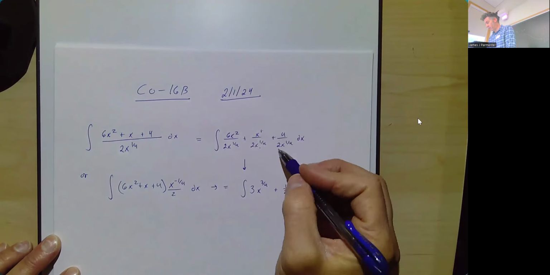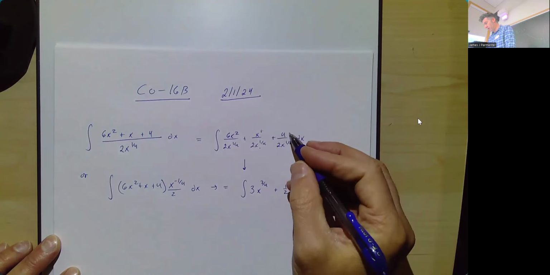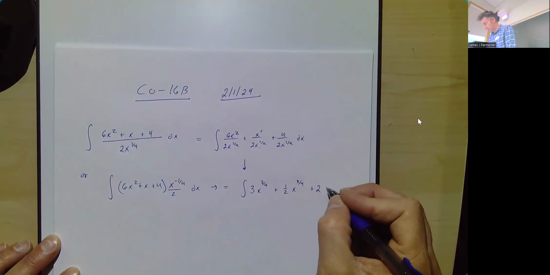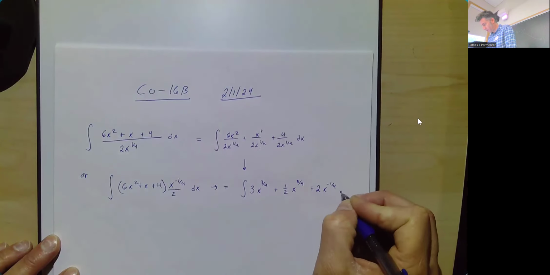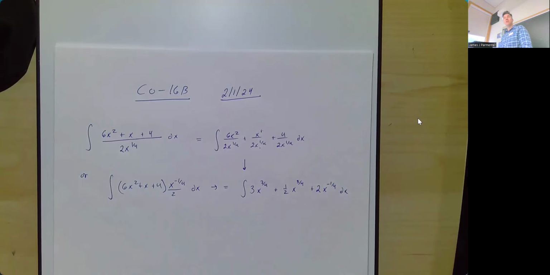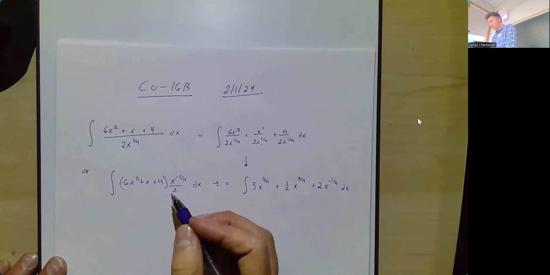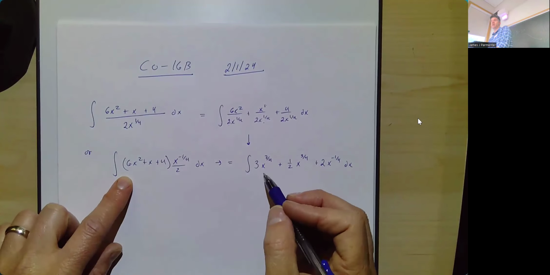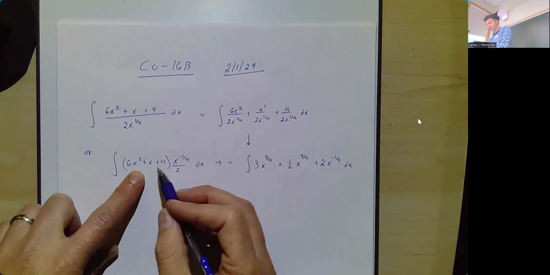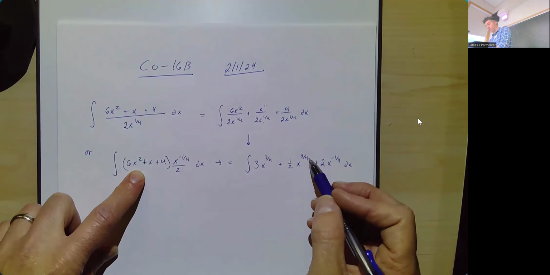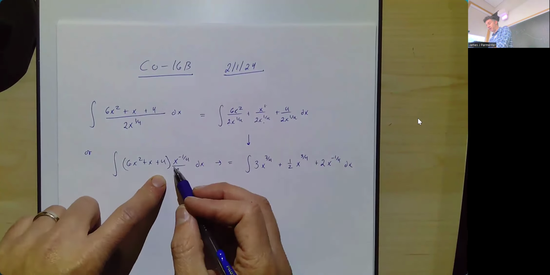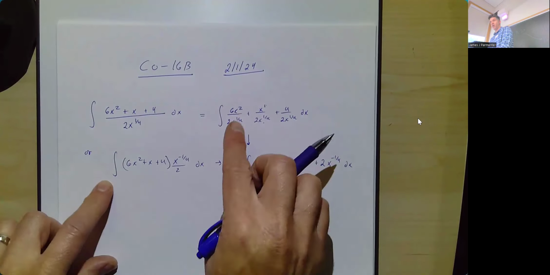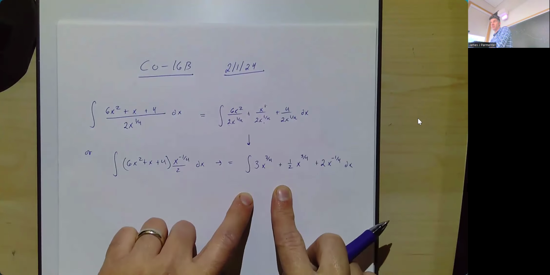Finally, over here, 4 divided by 2 is 2, and there isn't an x on top, so that x to the 1/4 in the denominator comes up as x to the negative 1/4. I will point out, we just as easily could have said 6x squared times x to the negative 1/4 over 2 is 3x to the 7/4. And x times x to the negative 1/4 over 2 is x to the 3/4 over 2. And 4 times x to the negative 1/4 over 2 is 2 times x to the negative 1/4. So either way you want to go, both ways get you to the same simplified version.